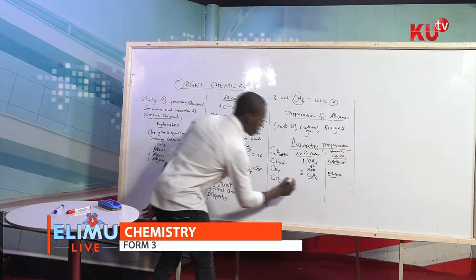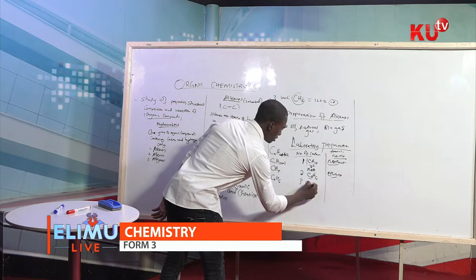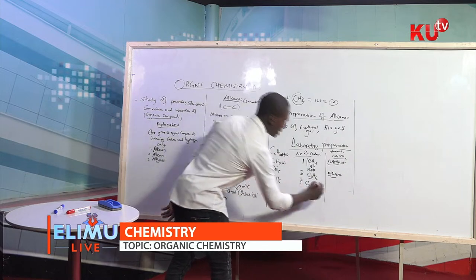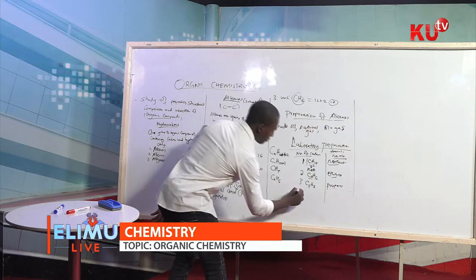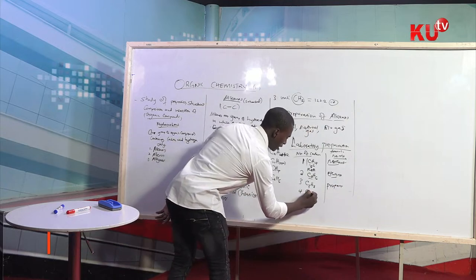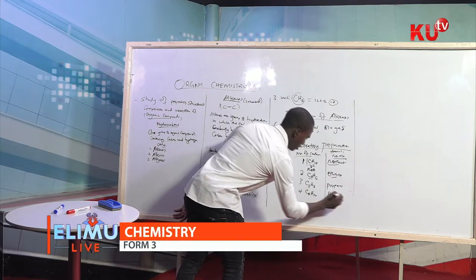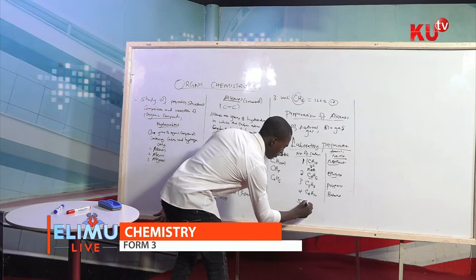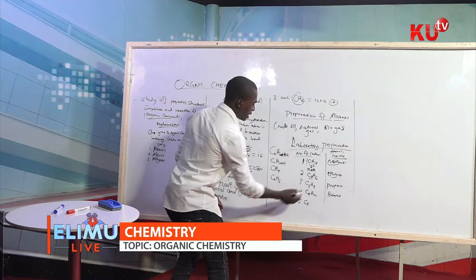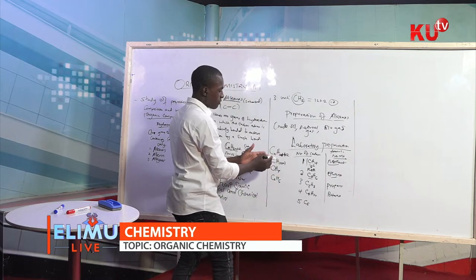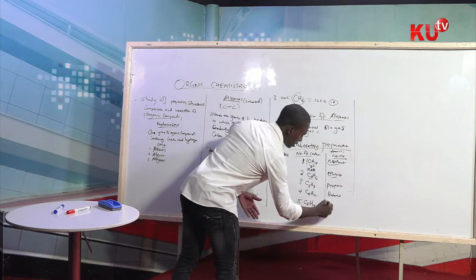Good. So if we have 3 carbon atoms, the formula will be C3H8, and we shall call that propane. And then when you have 4, it will be C4H10, and you shall call that butane. If we have 5, it will be C5, because the number of carbons is 5. So hydrogen will be 2 times the number of n, which is 5, giving us 10, then plus 2, which gives us 12. So we call that pentane.